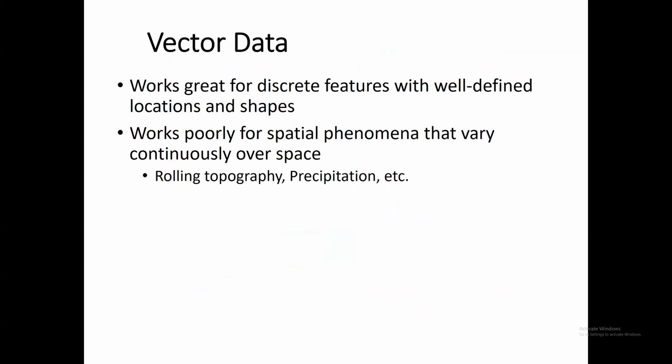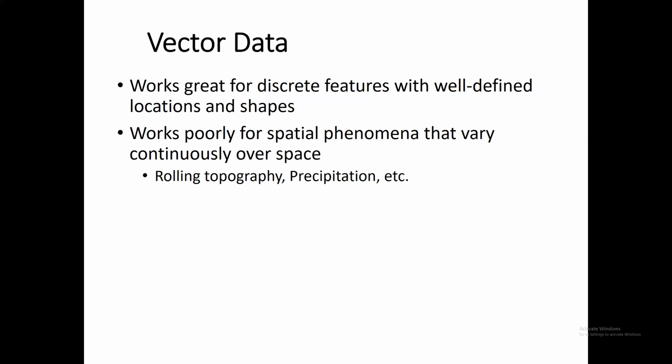So vector data works really great with discrete features with well-defined locations and shapes. With vector data, you can zoom in and zoom in and zoom in, and it will never become pixelated or strange looking. They're perfect abstractions of information. They're great for discrete features, like the locations of all of the sirens on Hawaii Island. Those are discrete features.